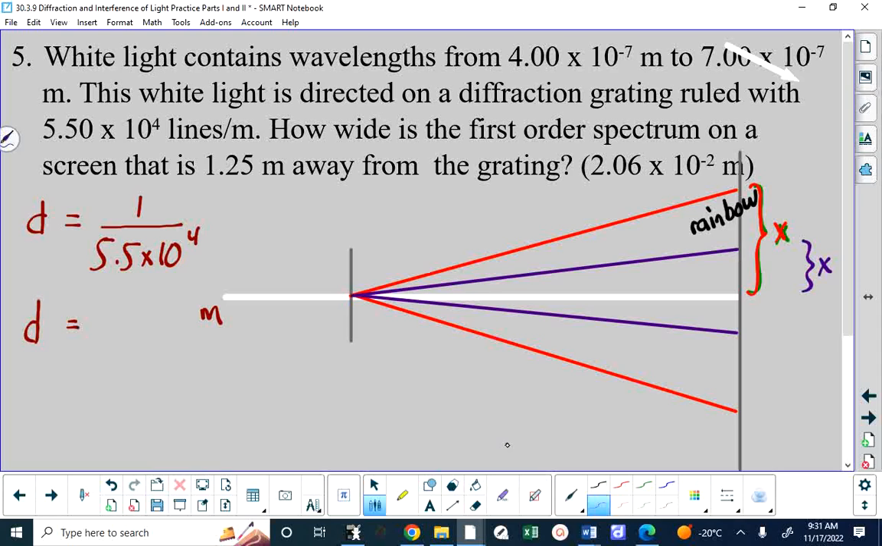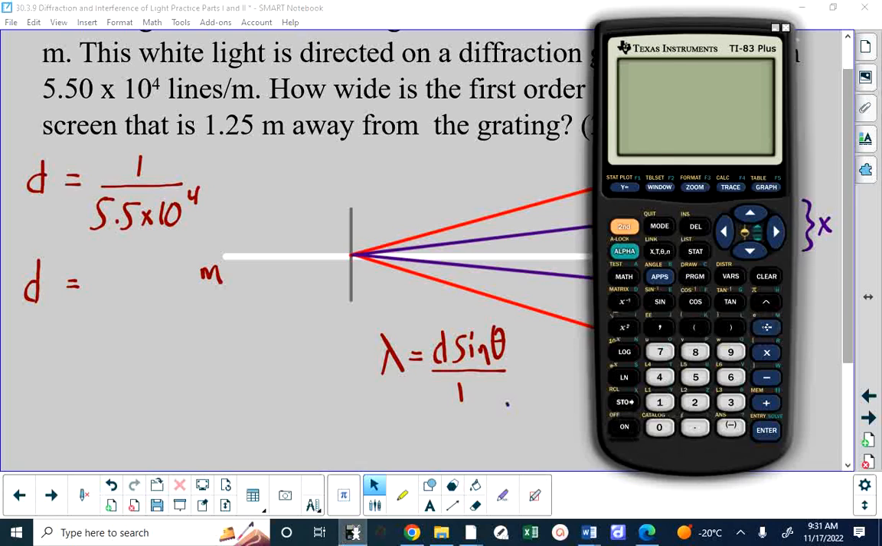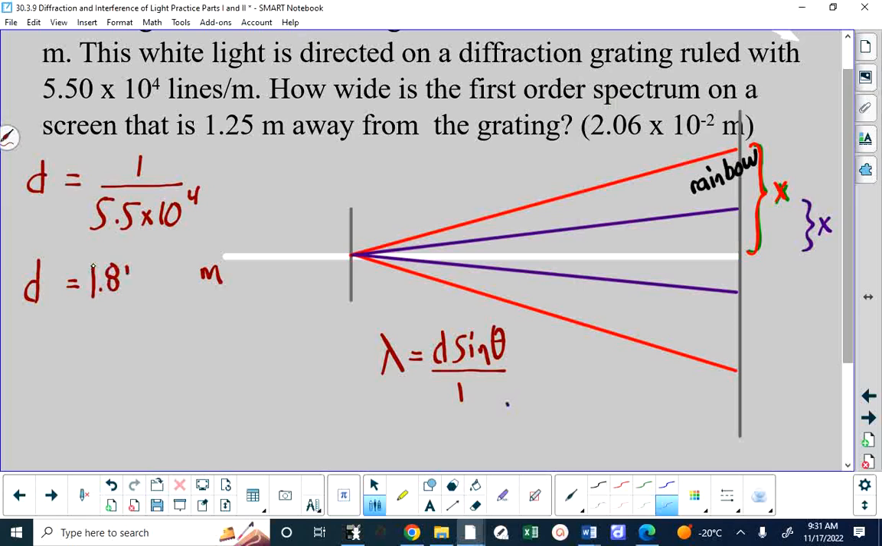Okay. Technically we should do a calculation with lambda equals d sine theta over 1 to find out if the angle is less than 10 degrees, and then we can go ahead and use the x formula. So what is my D? My D is the reciprocal of 5.5 times 10 to the 4. That was in lines per meter, so it's 1.8, 18, etc. times 10 to the negative 5 meters.